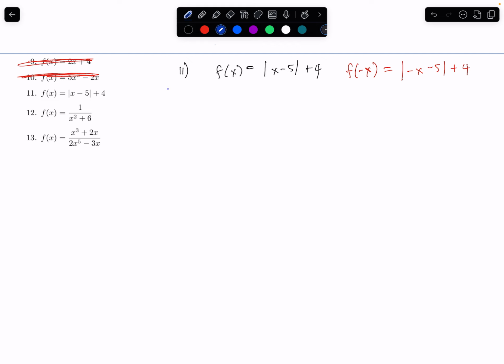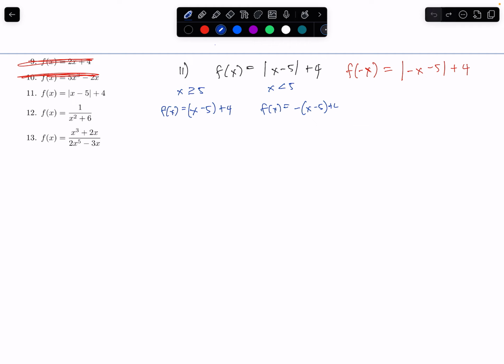What was I saying? I'm going to break it into two cases: x bigger than or equal to 5, and x less than 5. If x is bigger than or equal to 5, then f of x is equal to just the original function, x minus 5 plus 4. But if x is less than 5, that's going to make this inside thing negative. And if it's negative, the absolute value is going to switch the sign to be positive. So then f of x would be the opposite of x minus 5, and then plus 4.